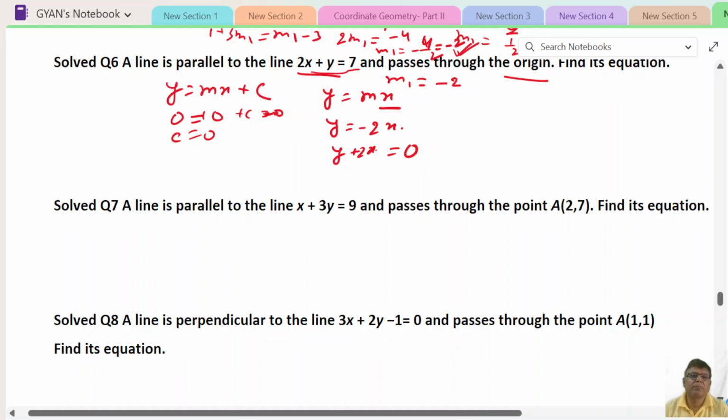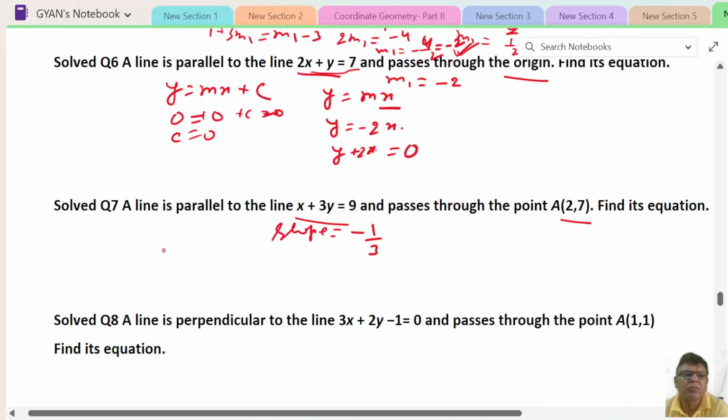What is question number 7? A line parallel to the given line passes through this point. First find the slope. The slope will be minus a by b, so minus 1 by 3.